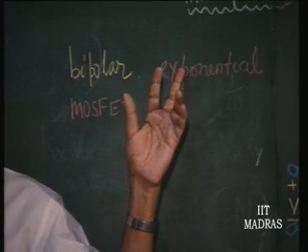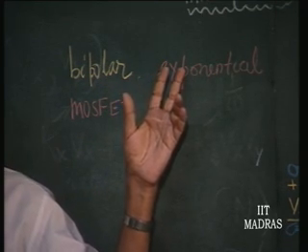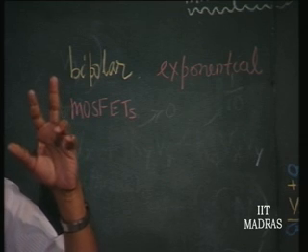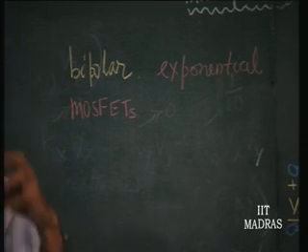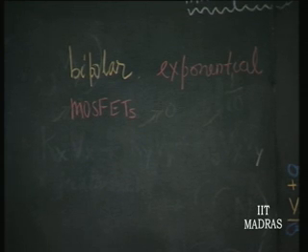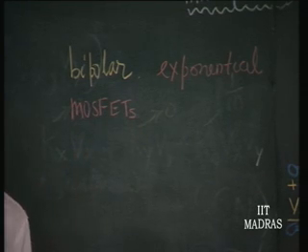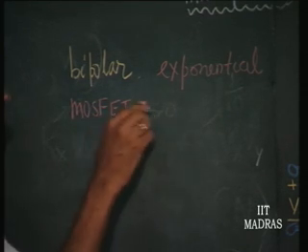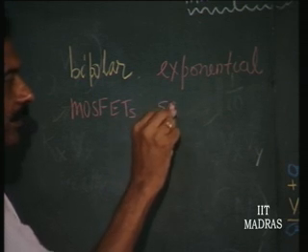All of you know this, right? I is equal to I naught exponent qV by kT minus 1, right? That minus 1 can be ignored. So, current and voltage are exponentially related, and MOSFETs follow a square law.